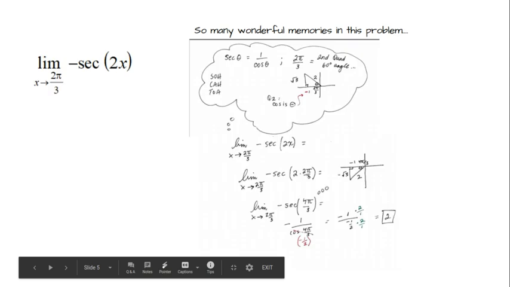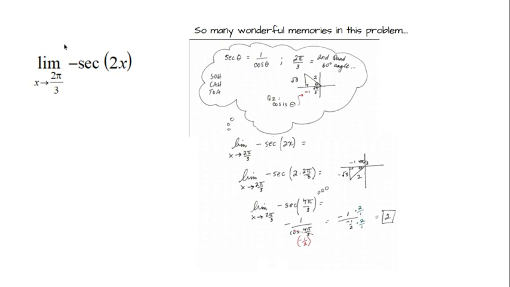All right, and then I have a real treat for us. Let's find the limit as x approaches 2 pi over 3 of the function negative secant of 2x. Oh, so many wonderful memories in this problem. So here's my thought bubble.